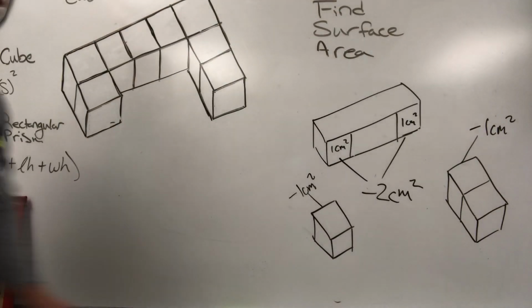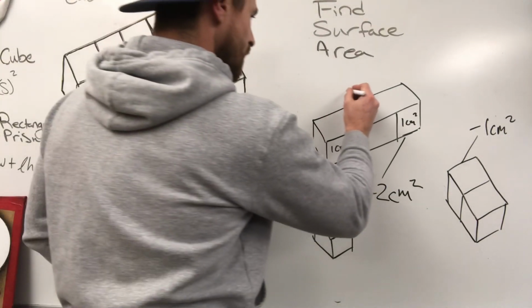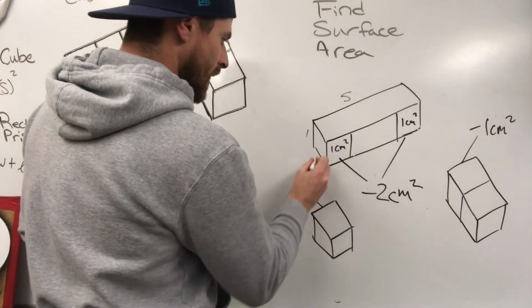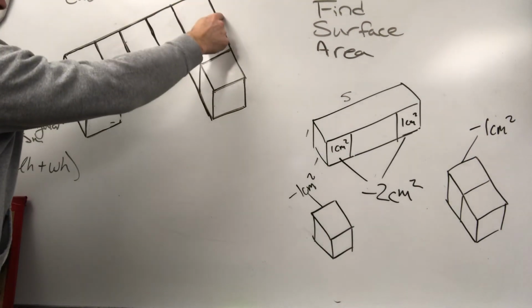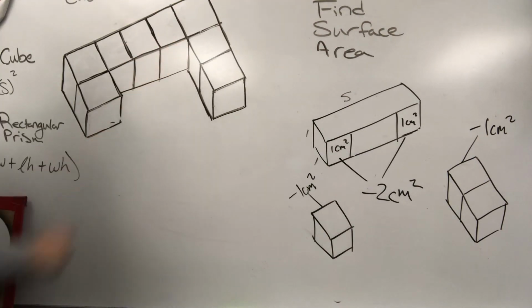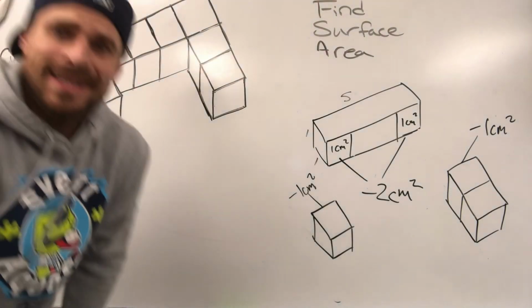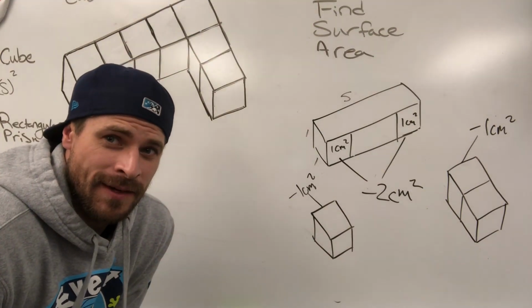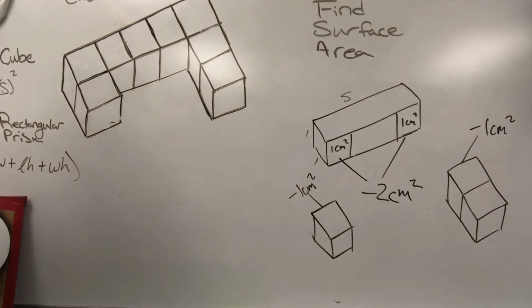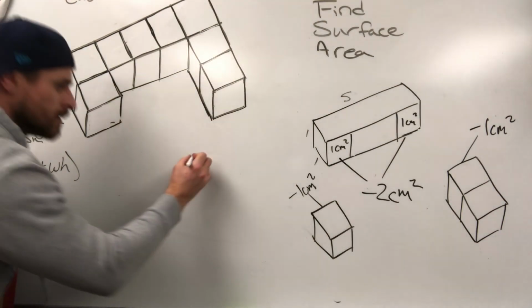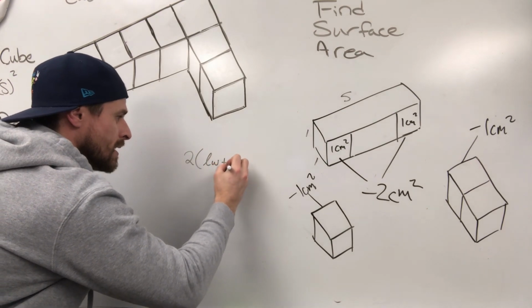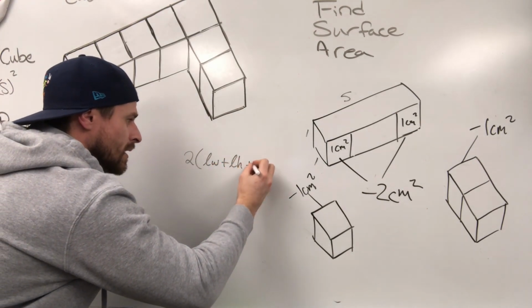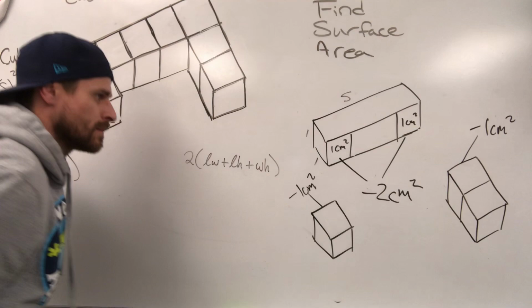So what do you know? Let's see, this is a 5 by 1 by 1. Well, how do we get the surface area of a rectangular prism? That's going to be 2 times length times width plus length times height plus width times height.